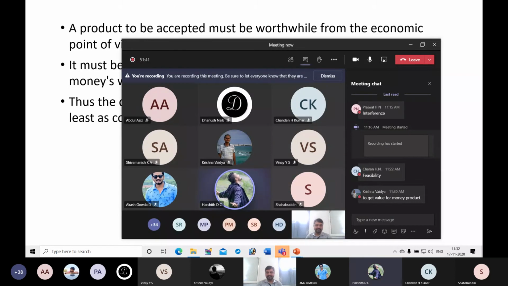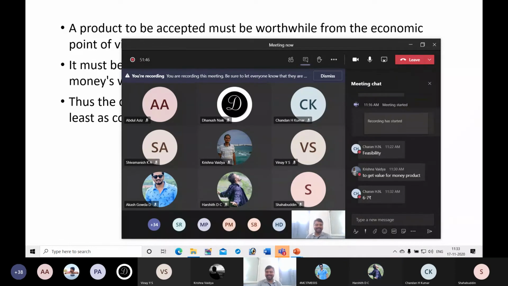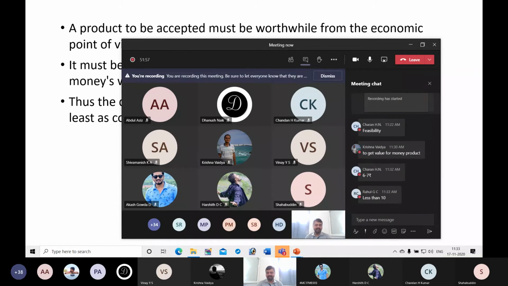2 rupees 70 paisa. Oh, you are specifying in detail. 2 rupees 70 paisa. Okay, 6 to 7. Usually, if you fix the margin at 6 to 7, it may not be worthwhile. Less than 10. If the manufacturing cost of a pen is 9 rupees 50 paisa, and you go for selling it at 10, you cannot run the company.